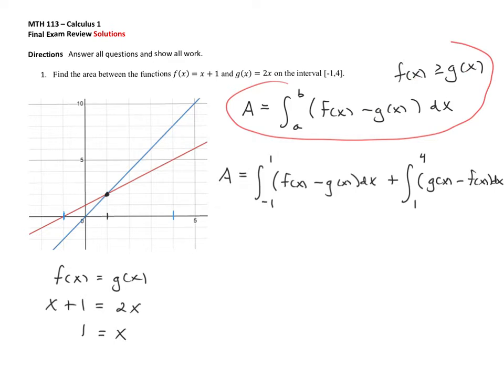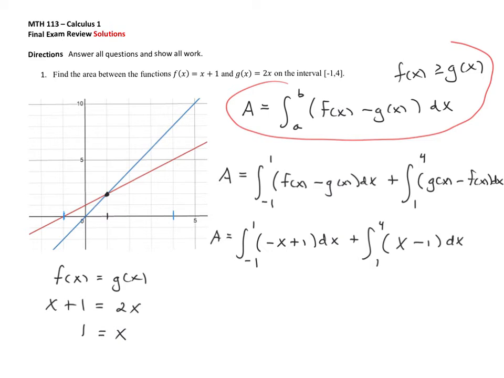Okay, so to integrate this stuff, I'm going to simplify the integrals. So from -1 to +1, f of x minus g of x. That's x plus 1 minus 2x. I'll just simplify that up here. That is negative x plus 1. And then the integral from 1 to 4 is g of x minus f of x. You got to be careful here when you subtract off the function because you're subtracting x and you're subtracting 1. That's 2x minus x, which is x, and then minus 1. These two things differ by a negative, and they do. If you multiply this by -1, you get negative x plus 1, which is equal to this.